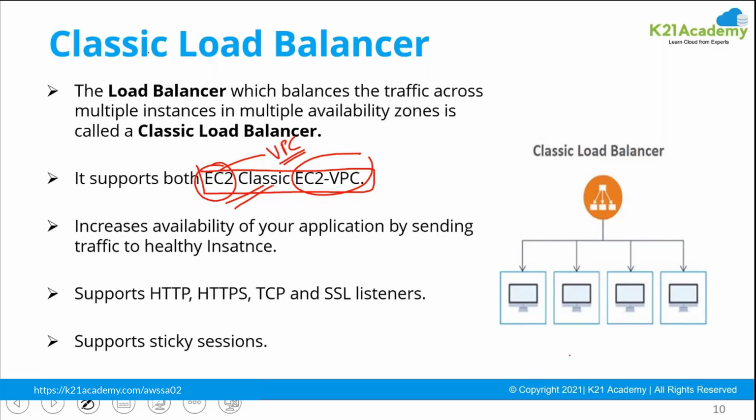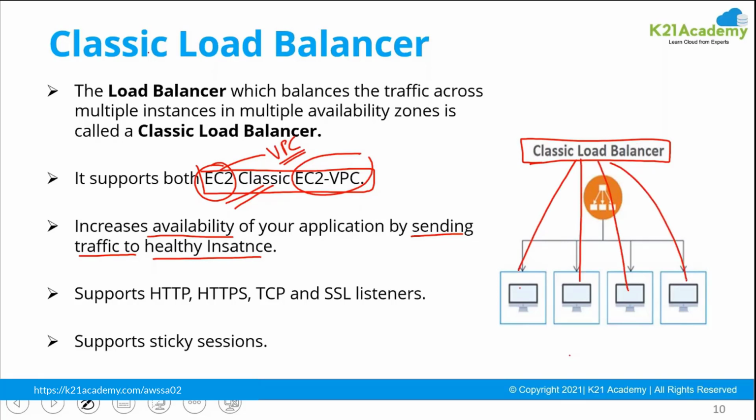So with classic load balancer, it increases the availability of your application by sending the traffic to the healthy instances. What happens in classic load balancer is you add the instances into the load balancer. You do not have a target group or anything in classic load balancer. You directly add the instances into the load balancer. So whatever traffic comes onto the load balancer is distributed on these machines. And then this load balancer sits here. It keeps checking the health of the machines.